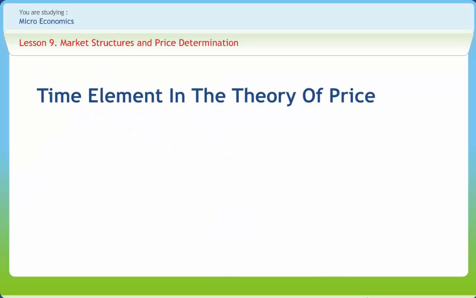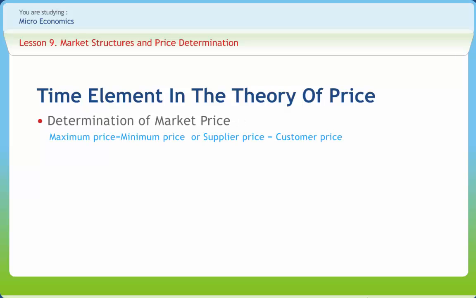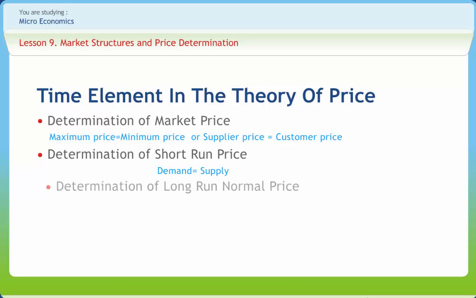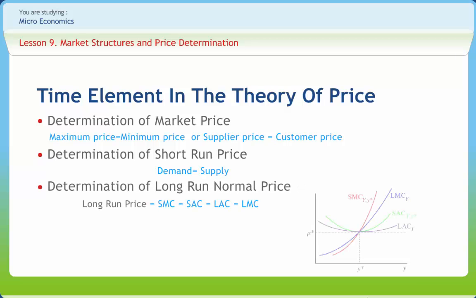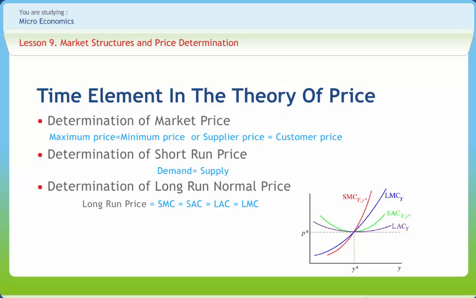Now the last topic for discussion is the time element in the theory of price. It can be explained under three heads: determination of market price, determination of short-run price, and determination of long-run normal price. So let's start with the discussion on determination of market price.